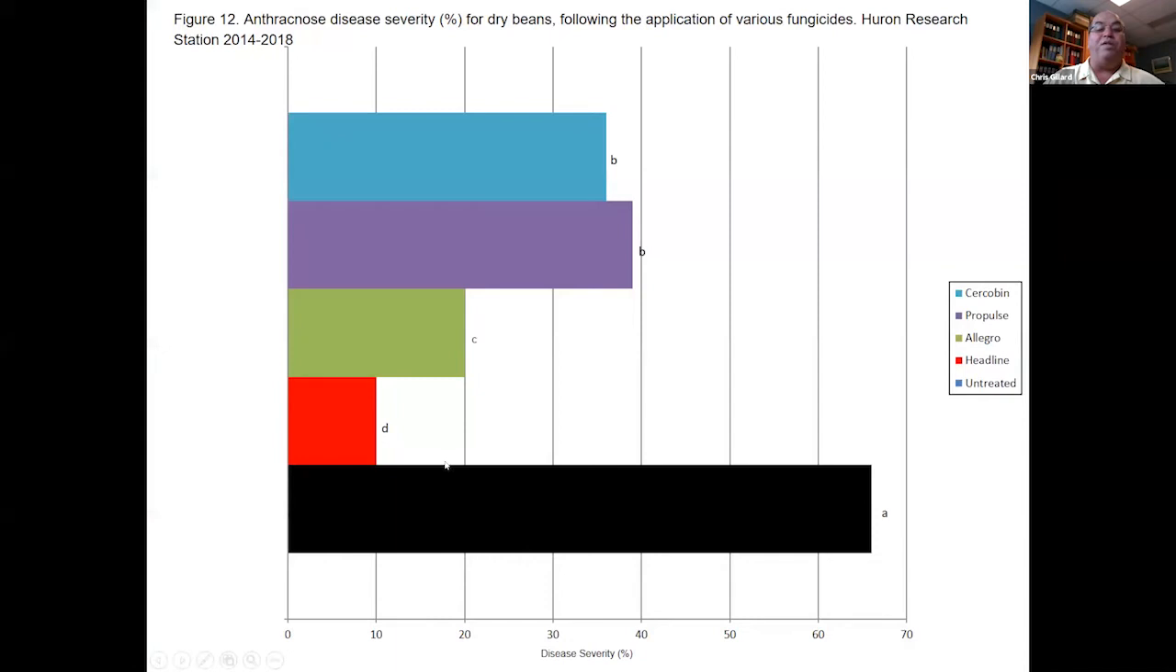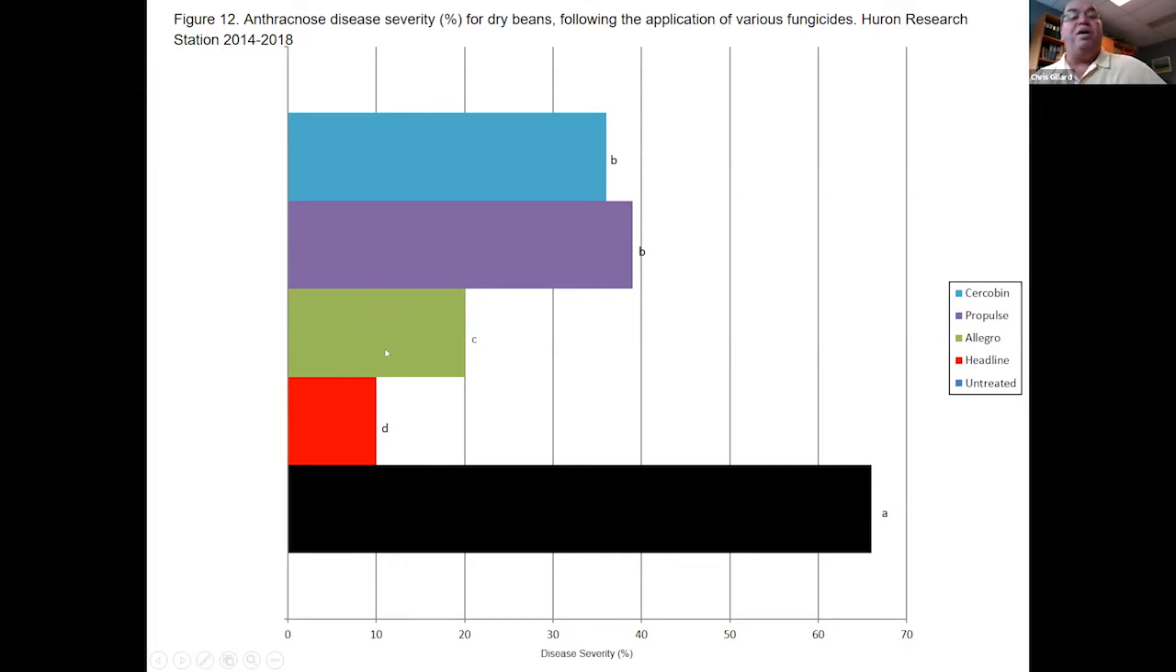It's a relatively simple study, and I've kept the treatments really simple here to be able to talk about it. Data collected from 2014 to 2018, we published in 2019. So the untreated control is in black, kind of the gold standard, Headline, in red. Of course, it doesn't have any white mold activity, but it works very well on Anthracnose. How did the three white mold products, Allegro, Propulse, and Cercoben, stack up?